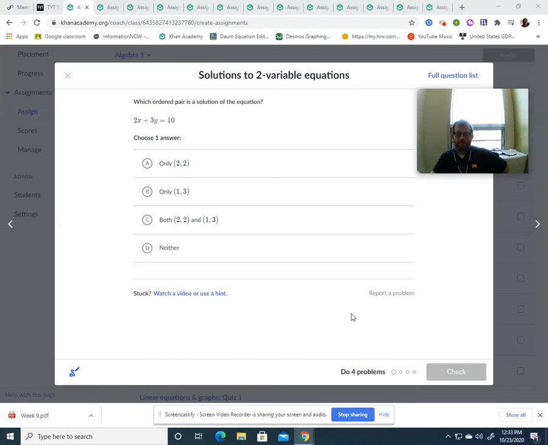Hey guys, in preparation for the linear equations unit test, I'm going to go through some problems I think are likely to show up. Here's the first one. It says, which ordered pair is a solution of the equation?